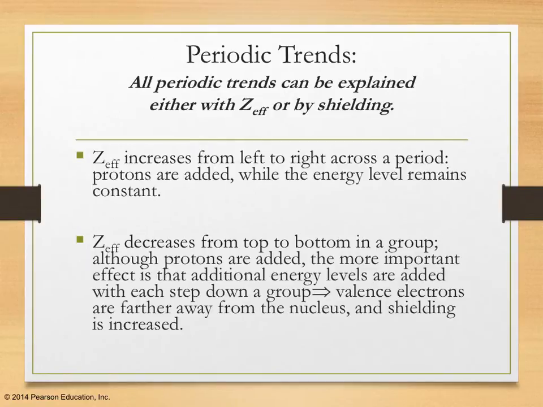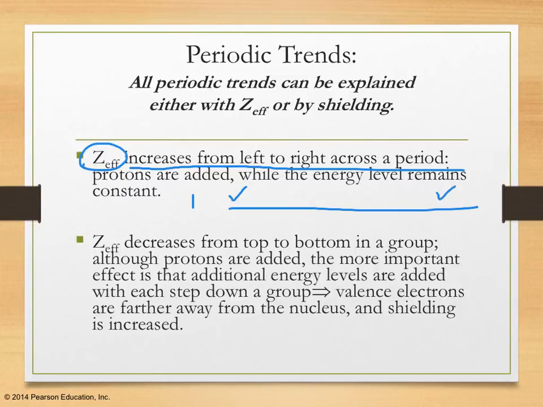All right, so what does Zeff do as you move left to right across the period, or top to bottom down a group? Well, the effective nuclear charge that an electron feels increases from left to right across a period. So I want you to think of, let's say, period or energy level 1. Okay, what happens as you go from hydrogen to helium? Okay, that's energy level 1. Why would the effective nuclear charge increase going from hydrogen to helium?